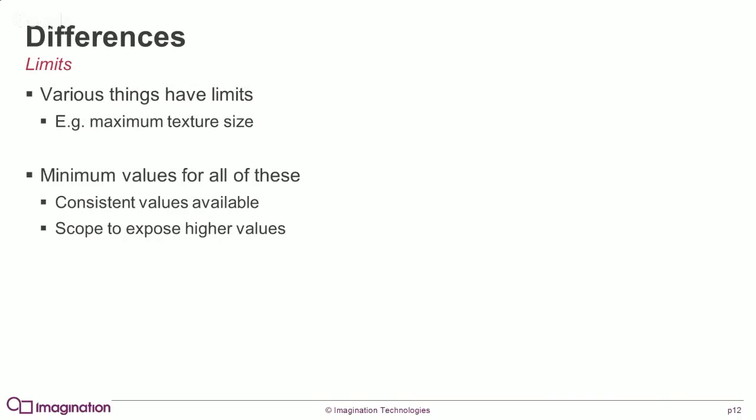So limits, again, very similar. OpenGL did have these. It's just things like the maximum texture size, how big a render target you can have, what the maximum allocation size is, things like that. And Vulkan will describe in some form minimum values for all of these. So there will be consistency in that you can rely on a set of values, but there's scope to expose higher values if your hardware supports it.